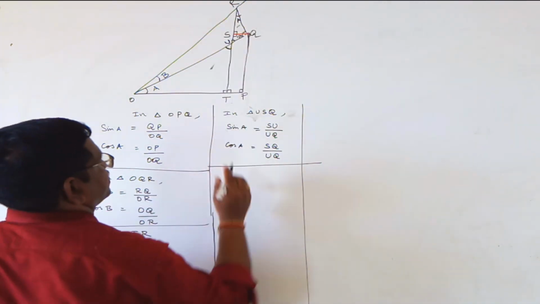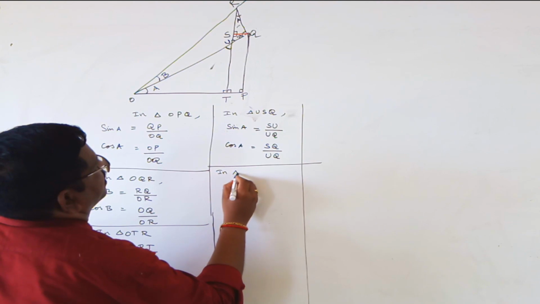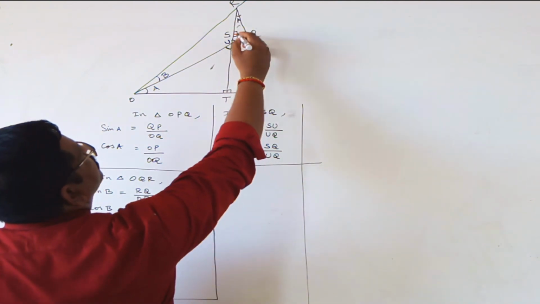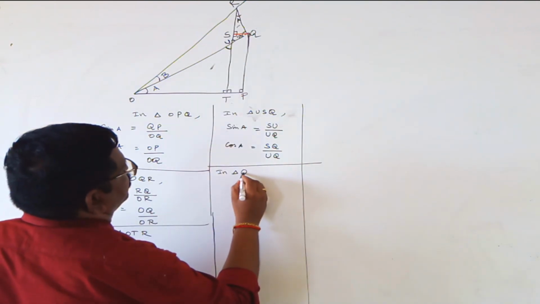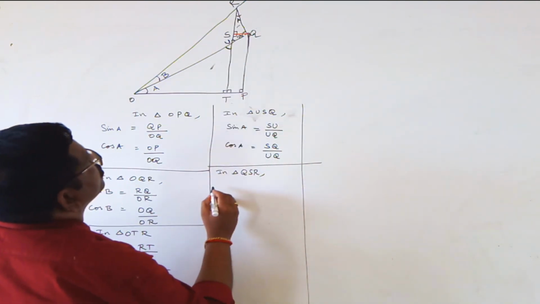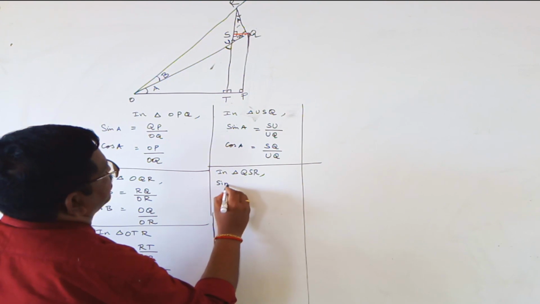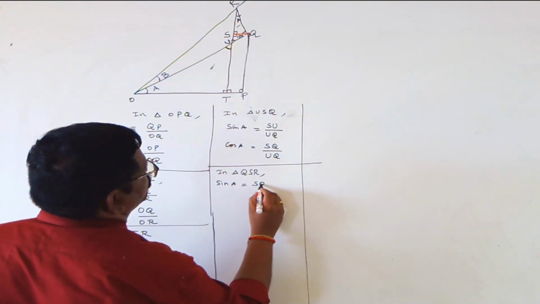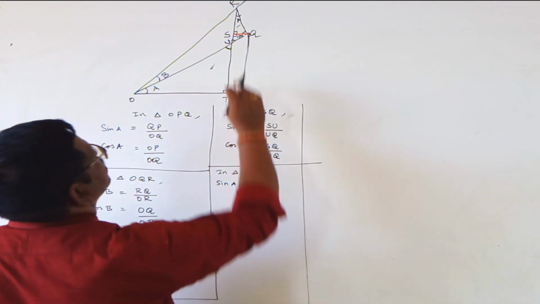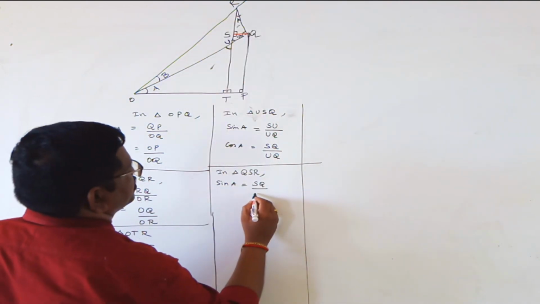Now, let us take this another triangle. In triangle QSR, this is a right angle triangle. So what can we say? Sin A is equal to the opposite side, here it is SQ, divided by its hypotenuse RQ.